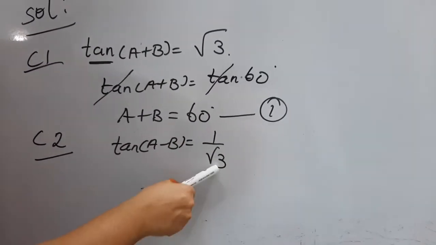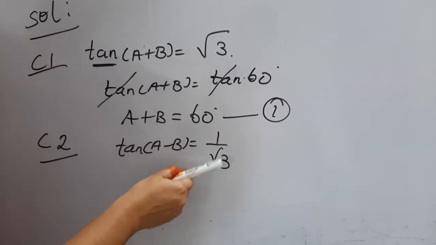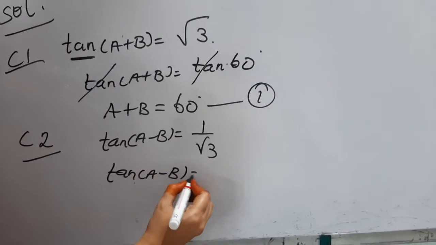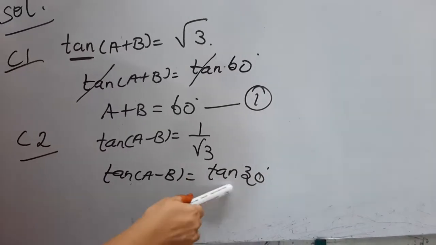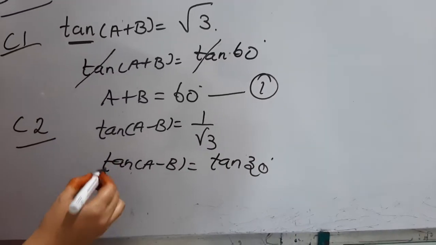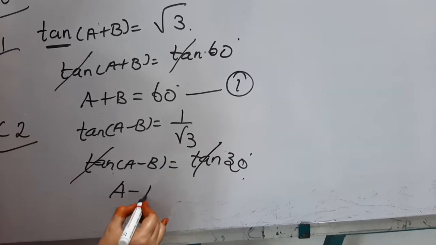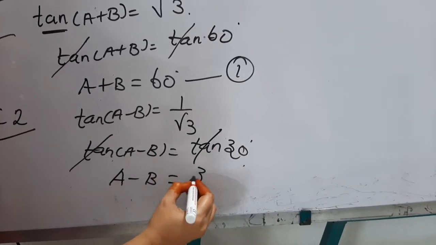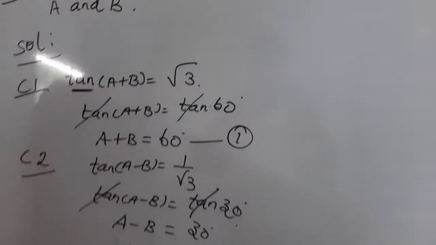Again we'll go for the tan ratio itself. For what degree angle is the tan ratio equal to 1 by root 3? Check in your trigonometric ratio table and tell me. That is tan 30. Tan 30 is equal to 1 by root 3. Now in this equation I am cancelling tan. So I will get another linear equation in two variables: A minus B is equal to 30. What are A and B here? Both are acute angles that we are going to find out.